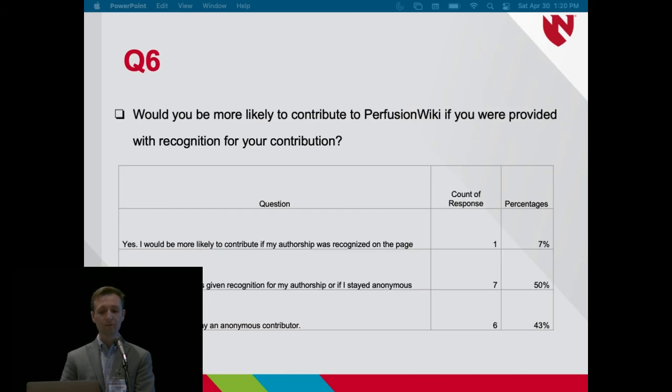And then question 6 was, would you be more likely to contribute to Perfusion Wiki if you were provided with recognition for your contribution? And this is a hot topic in the wiki community. With a lot of these scientific wikis, it's shown that others would be more likely to contribute if they got recognition for their contributions, which is contradictory to what the students that responded to our survey said. But I think this could be attributed to the fact that students in general probably aren't looking for recognition at this point in their careers, whereas a more established perfusionist would maybe want to get their name out there more.